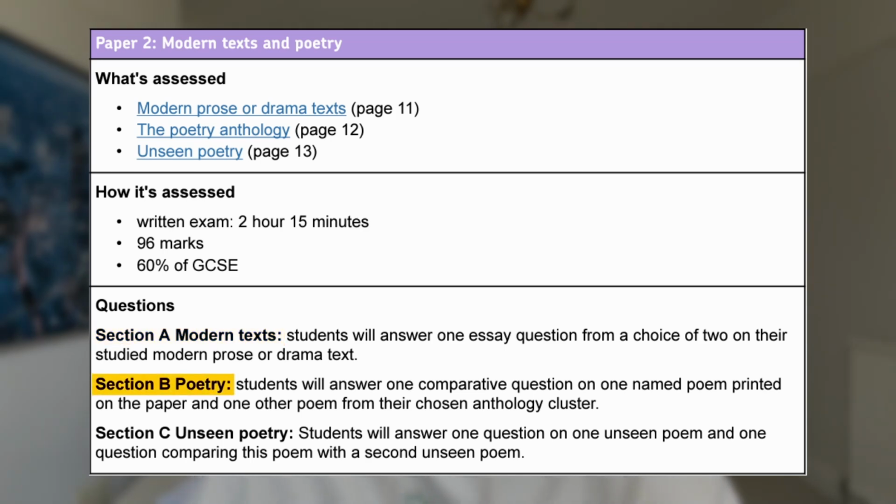Section B is the poetry anthology question. As you know, you're given 15 poems to learn quotes from. In the exam they give you one and you have to compare it to another one that you've learnt quotes from, but you get given one in the exam.